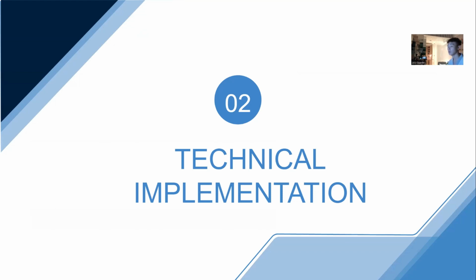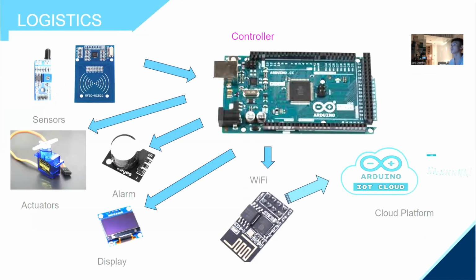First, I'll let my teammate Zhang Yachang talk about the hardware connection of our project. Okay, thank you, Li Guanyu. This is the logistic of our project. Firstly, we use an Arduino board to serve as a central controller that receives the data from sensors, sends signals to actuators, and also controls the cloud parts.